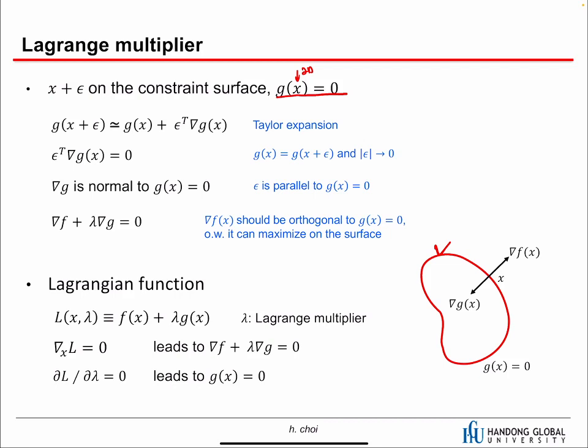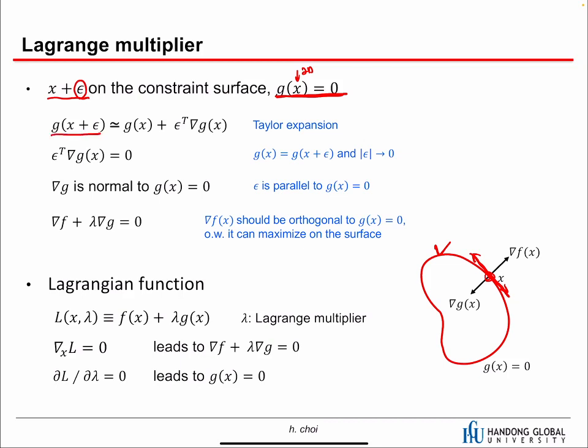So given this constraint, we want to move slightly. We have x here, this is x on the surface, and we want to move slightly on this surface in this direction or in this direction. Either way will be fine. So this is linear. So we have x plus epsilon. In this case, epsilon is also a vector, right?